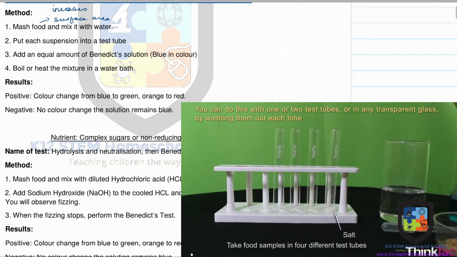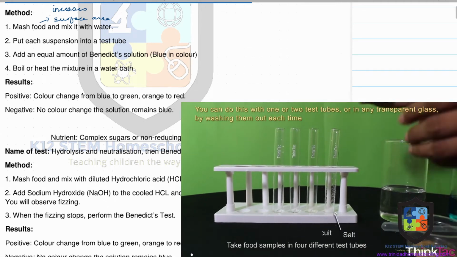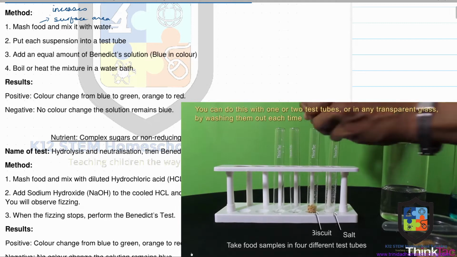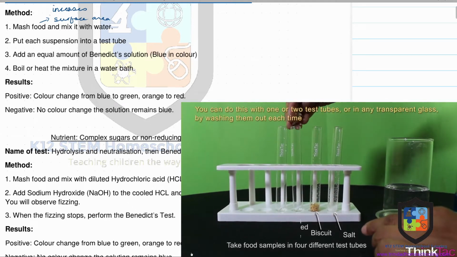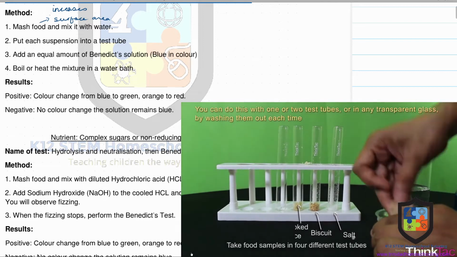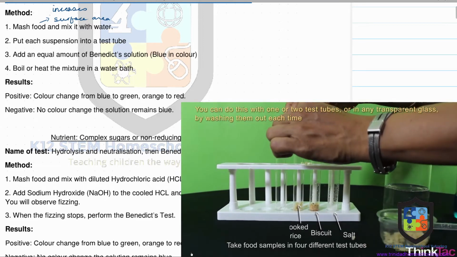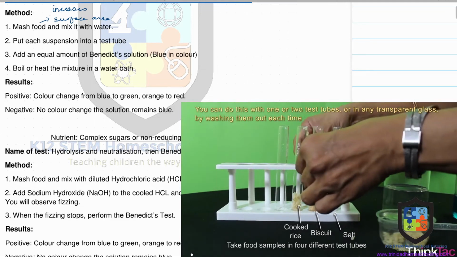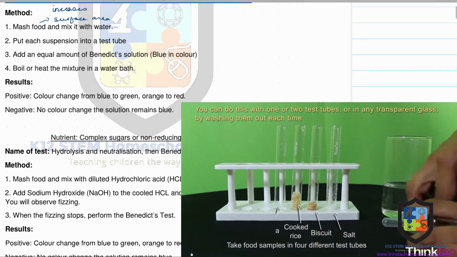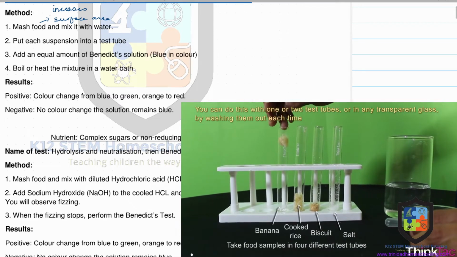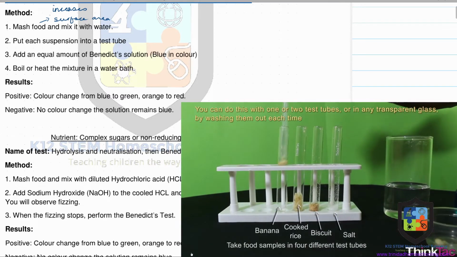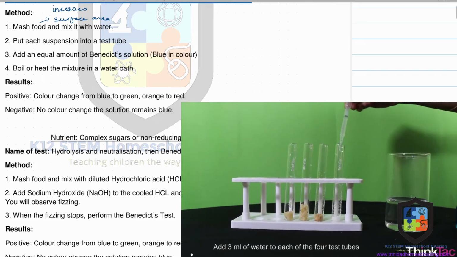You can do this with 1 or 2 test tubes or any transparent glass, and you just wash them out each time. But in your lab you will have more than 1 test tube to use, so you can do all the experiments at the same time. Now here he's putting the salt, the biscuit, the cooked rice. Again, everything is mashed. Mash the banana as well. He's adding some water.